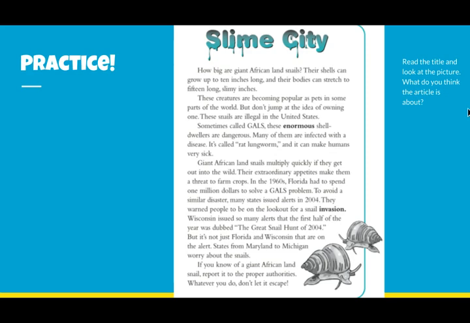Sometimes called GALs, these enormous shell dwellers are dangerous. Many of them are infected with a disease. It's called rat lungworm, and it can make humans very sick. Giant African land snails multiply quickly if they get out into the wild. Their extraordinary appetites make them a threat to farm crops.